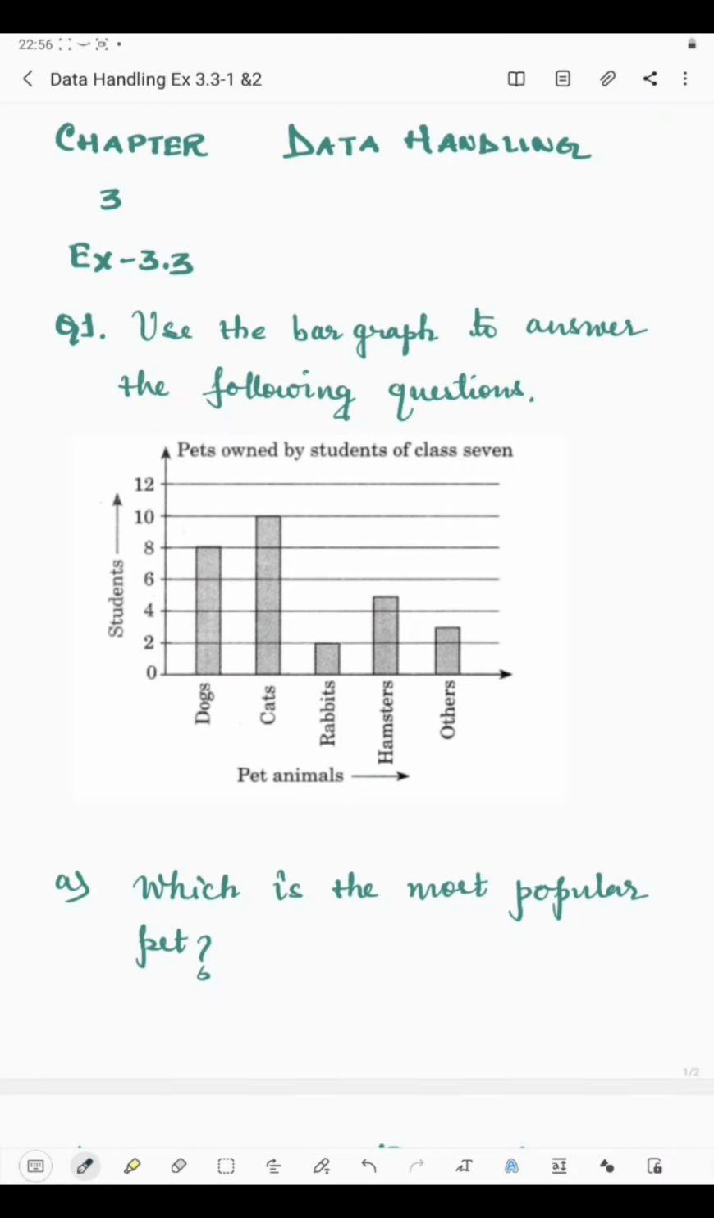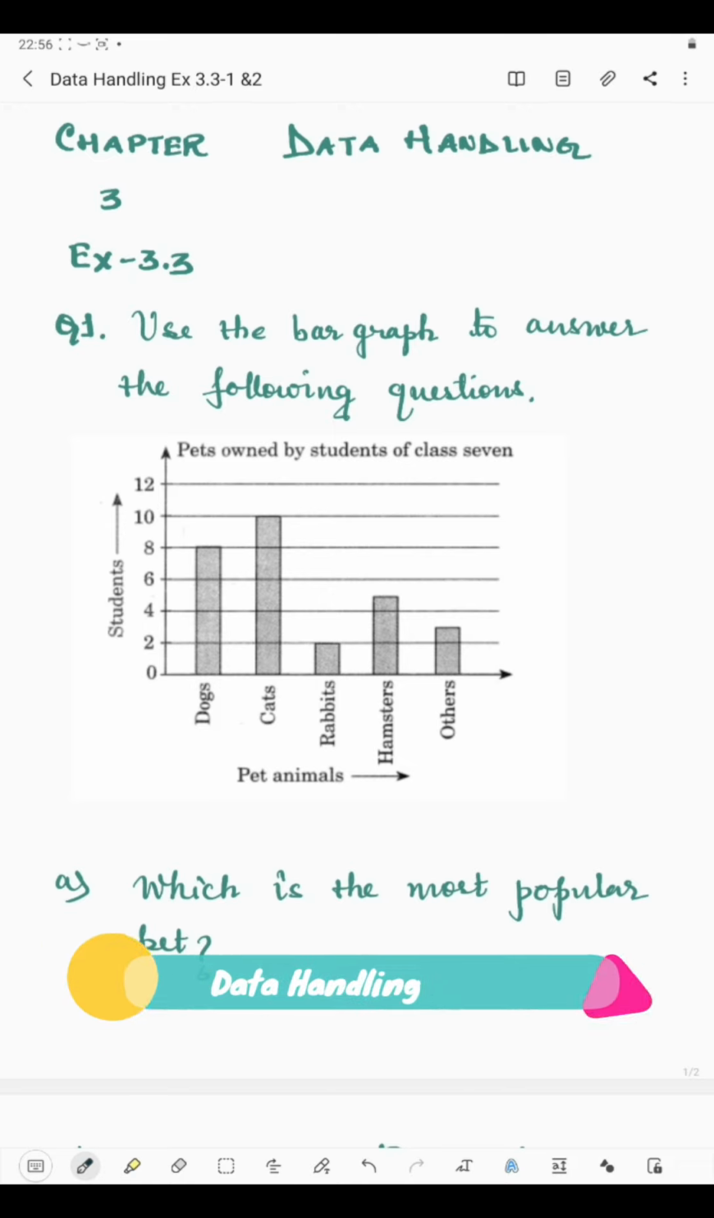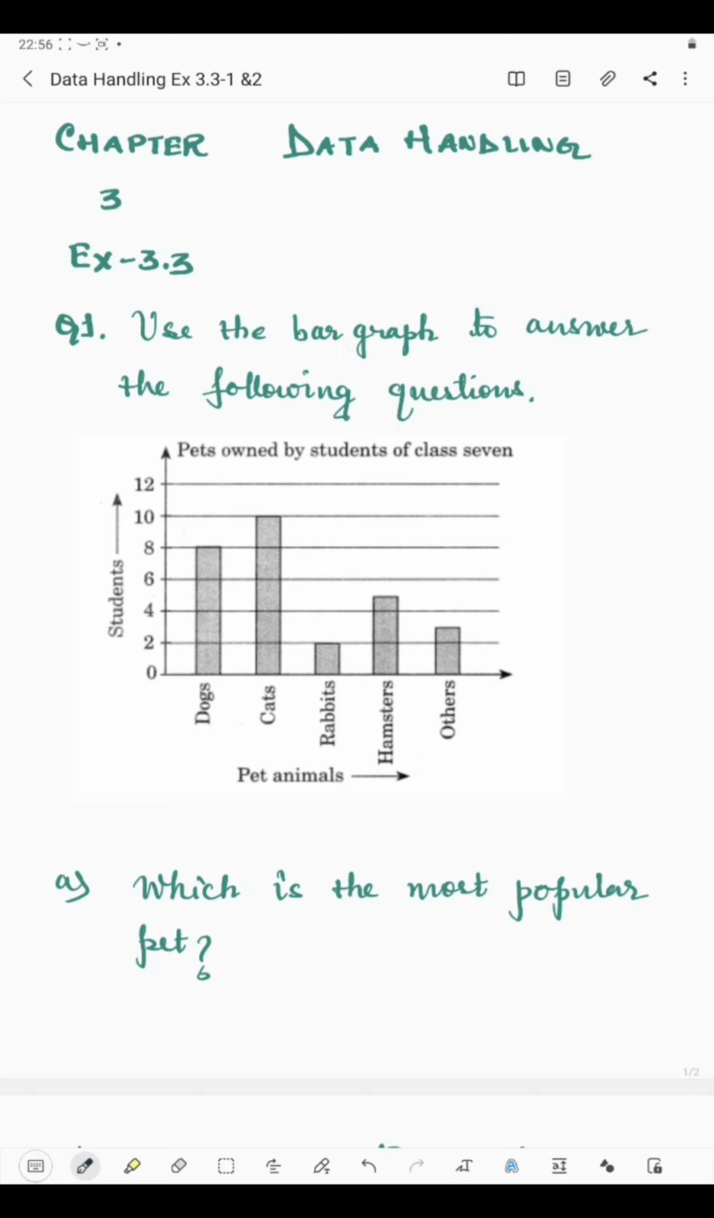Hello students, now I'm going to start question number 1 of exercise 3.3. Question number 1 says use the bar graph to answer the following questions. So here a bar graph is given. Using this bar graph we have to find the answers to the following questions.